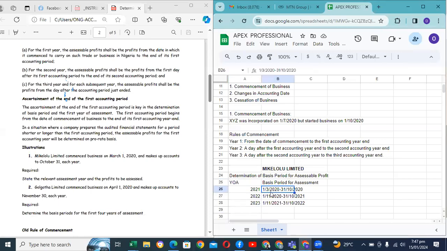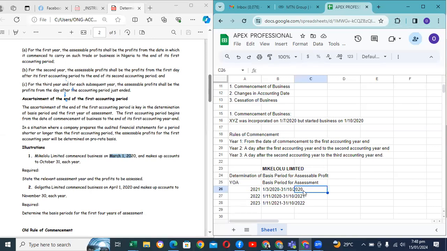The rule says the basis period shall be, for year one, from the date of commencement to the accounting year end. So Eberechuku, you're answering now. You can use the comment section if your background is noisy. When did the company start operation? March 1, 2020. So that will be the first day we are going to select. That's 1/3/2020. And what is the first accounting year end? October 31st, 2020. So we have 31/10/2020.